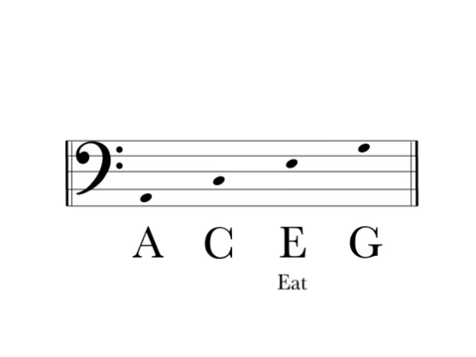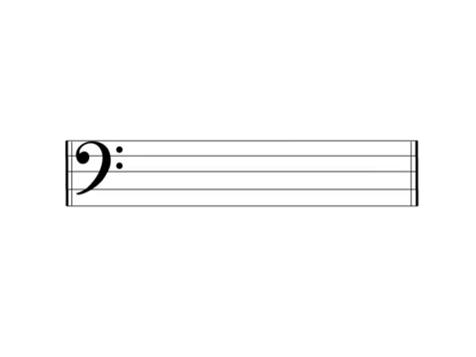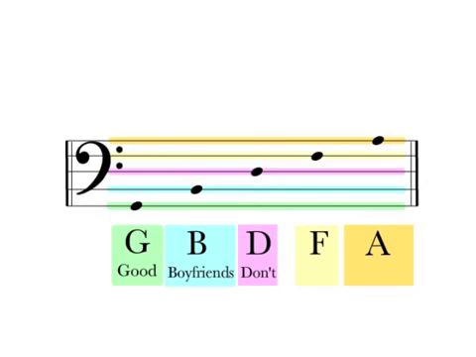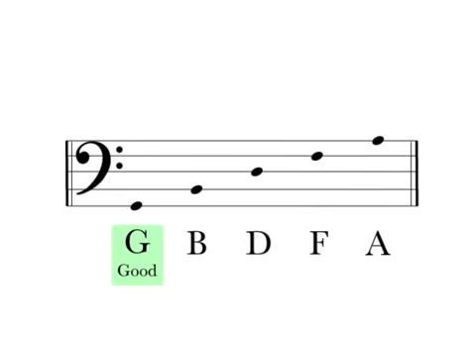For example, eat is the 3rd word in All Cows Eat Grass. Knowing this allows you to immediately recognize that the 3rd space from the bottom is the note E. Eat, E. Finally, the lines of the bass clef from bottom to top, G, B, D, F, A, can be seen as an acronym for Good Boyfriends Don't Forget Anniversaries. Being that good is the first word in Good Boyfriends Don't Forget Anniversaries, G is then obviously the note found on the first line of the staff. Good, G.